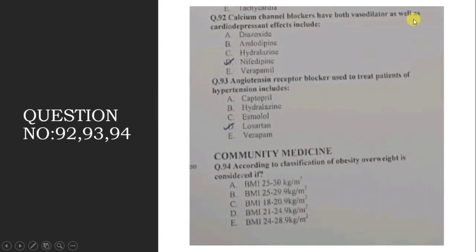Calcium channel blockers with both vasodilator as well as cardiodepressant effect include diltiazem, amlodipine, hydralazine, nifedipine, or verapamil.